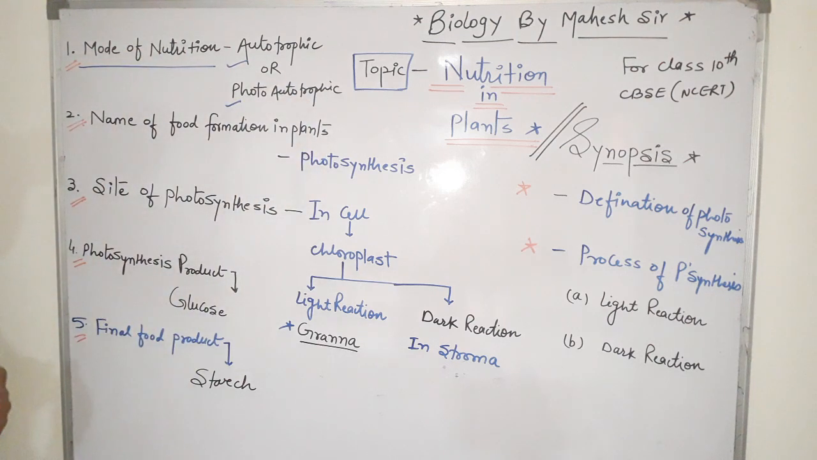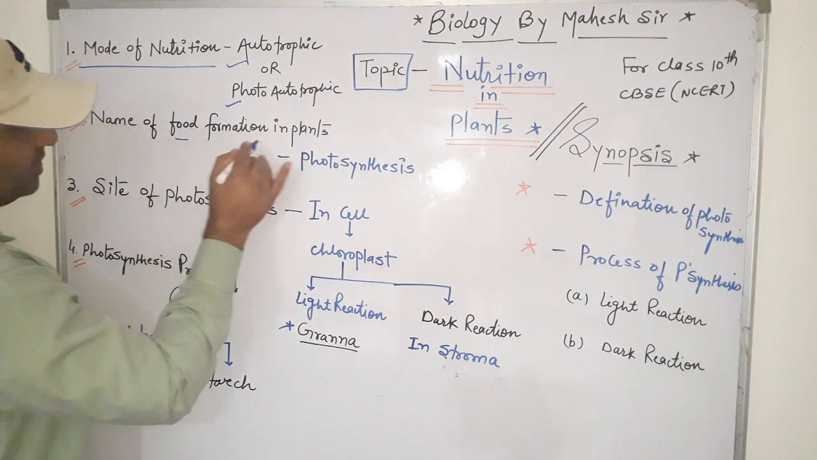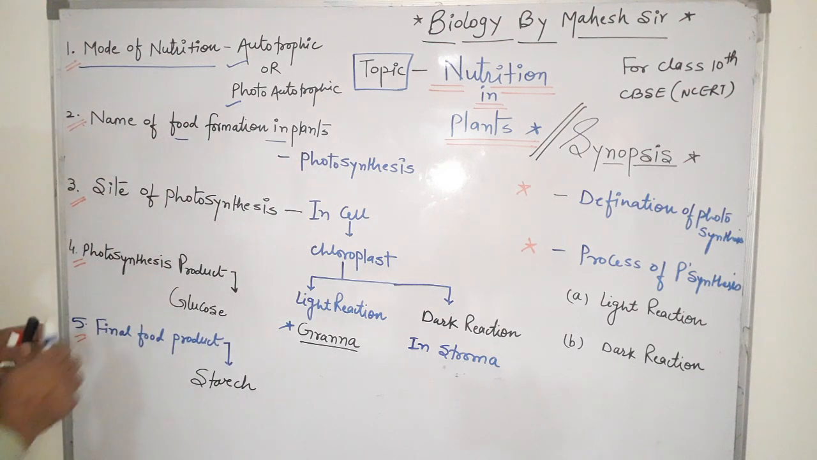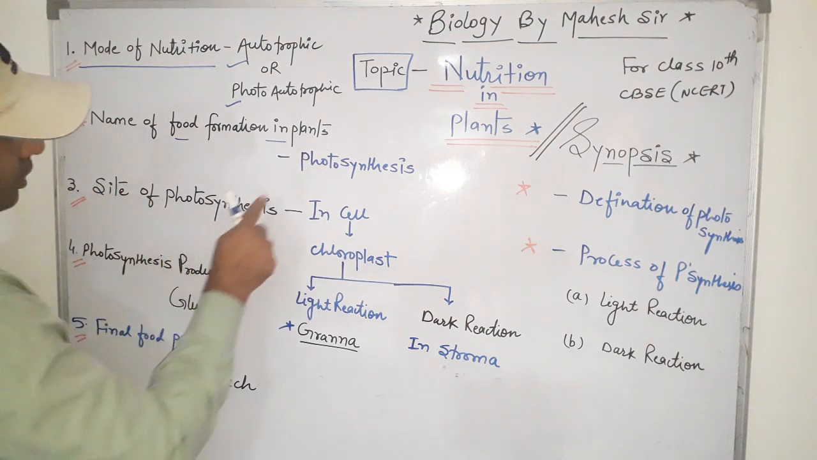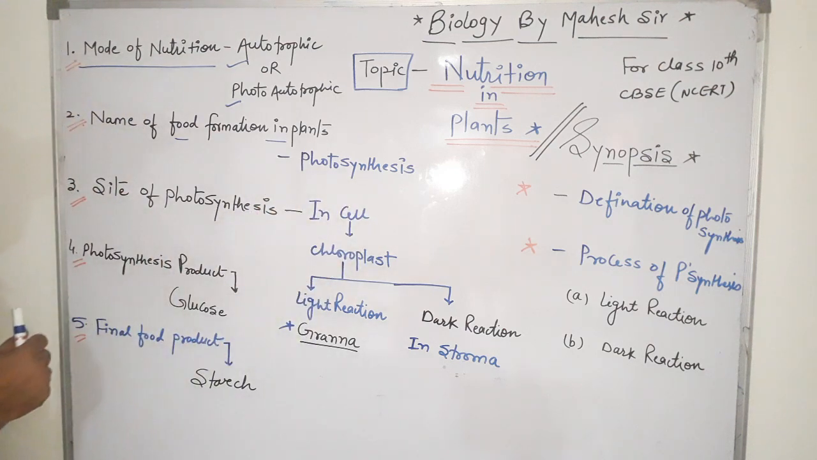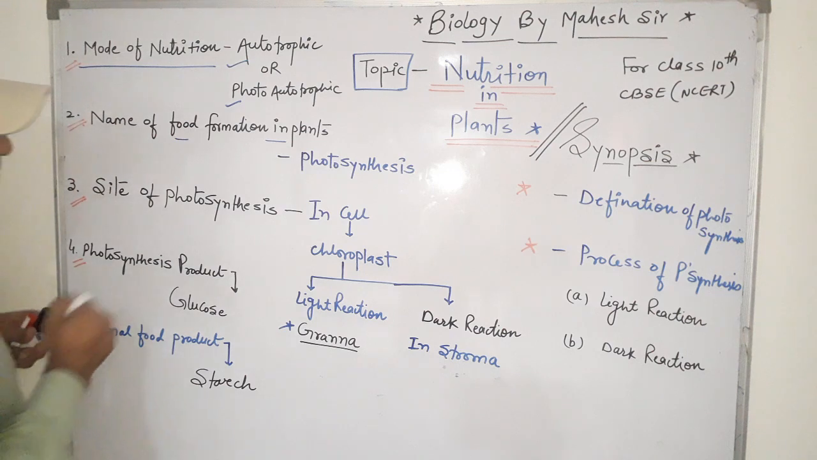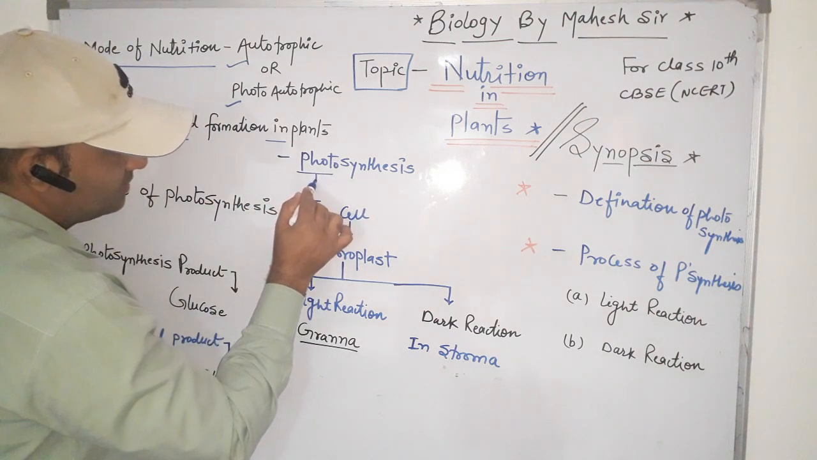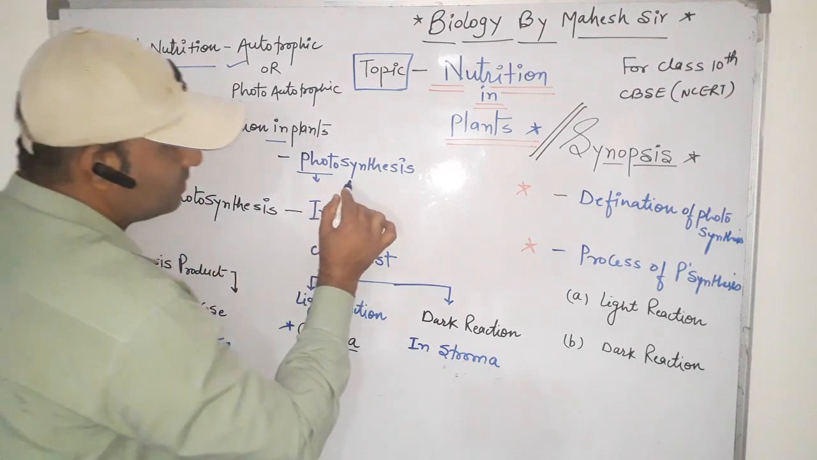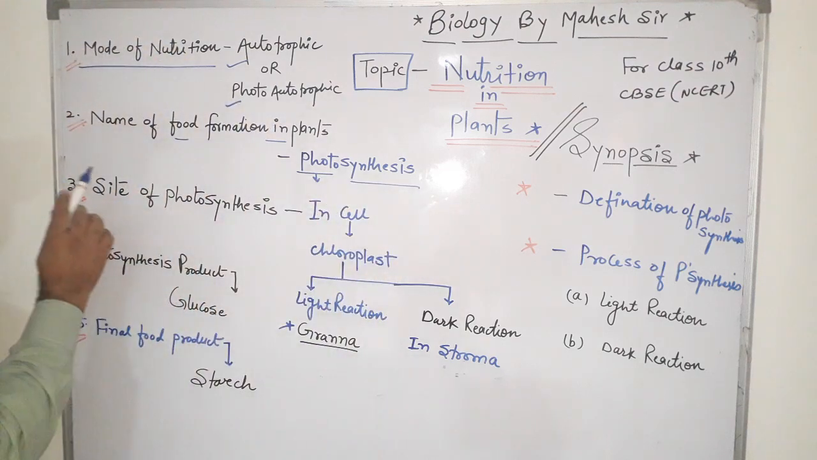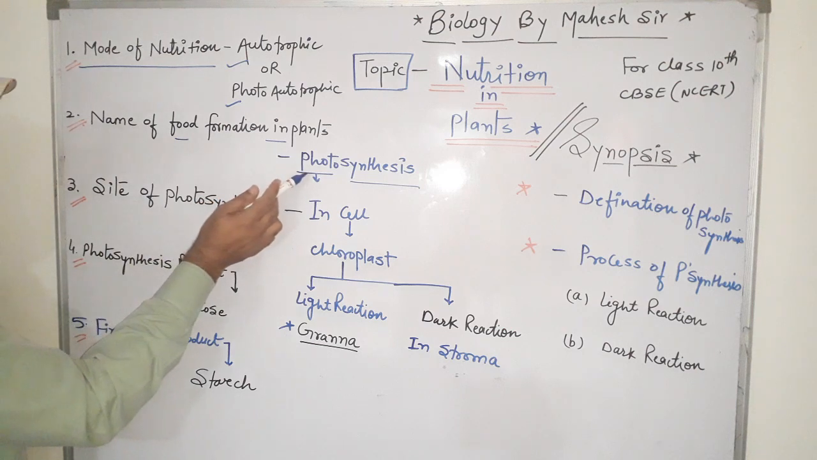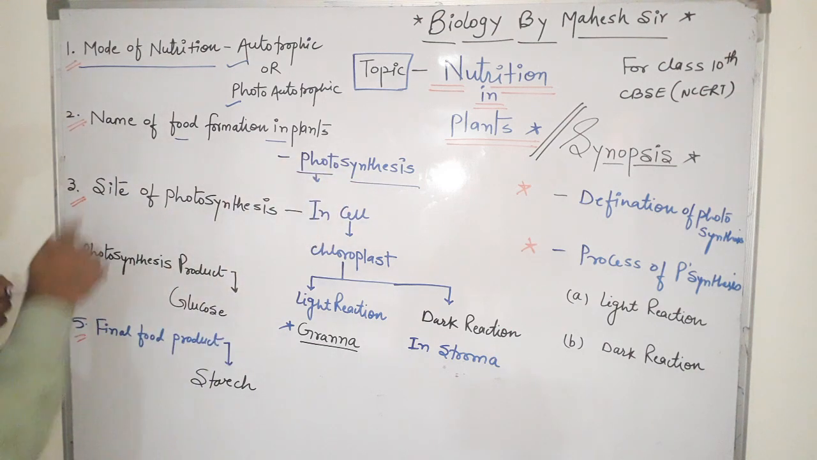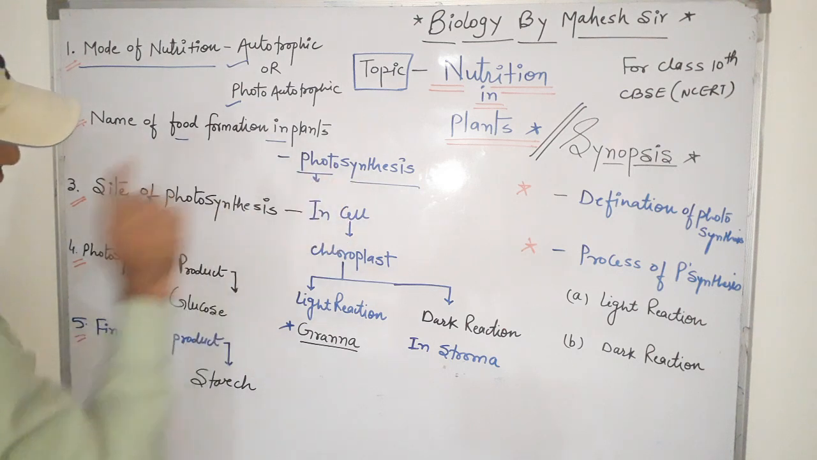Second point, the name of food formation in a plant. That means the special name given to food formation in the plant is called photosynthesis. Photosynthesis means the process by which a plant prepares food with the help of sunlight. Photo means light or sunlight, synthesis means the production of food. So the process by which a plant prepares food with the help of solar radiation is called photosynthesis. So we write: the name of food formation in a plant is photosynthesis.